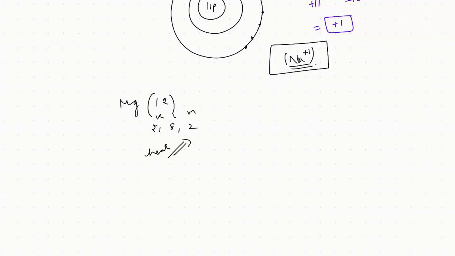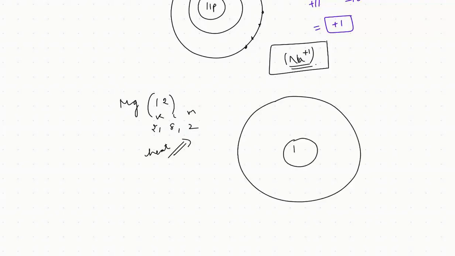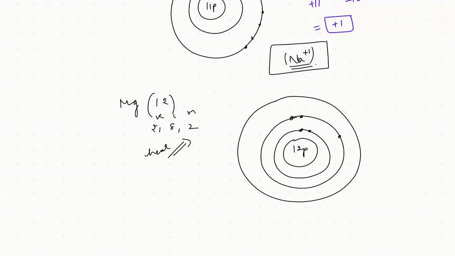So I hope you're understanding that we would have this nucleus. You would have the 12 protons, and we would have 2 here, then 1, 2, 3, 4, 5, 6, 7, 8, and 2 electrons here. We would have K, we would have L, and we would have M.